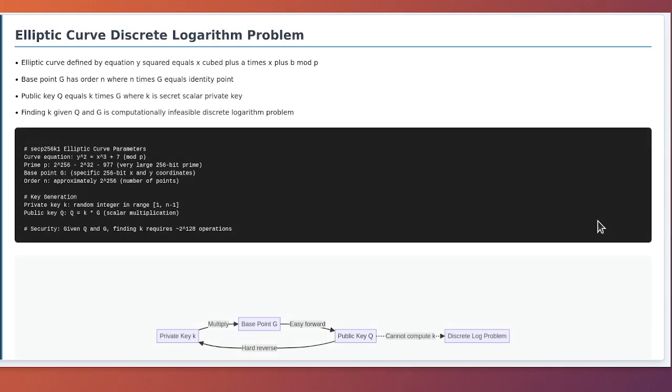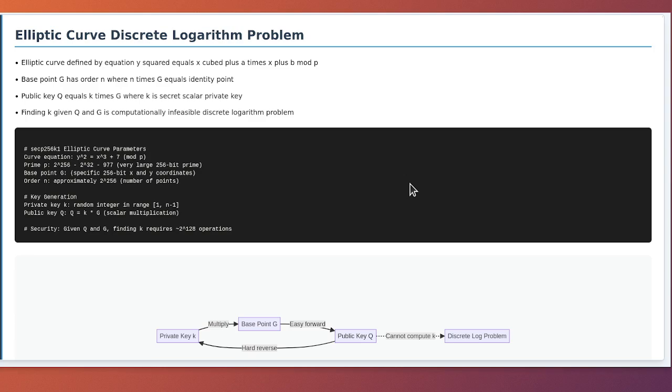Elliptic curve discrete logarithm problem. To understand zero-knowledge proofs on elliptic curves, we first need to understand the underlying hard problem that provides security. The elliptic curve discrete logarithm problem, or ECDLP.